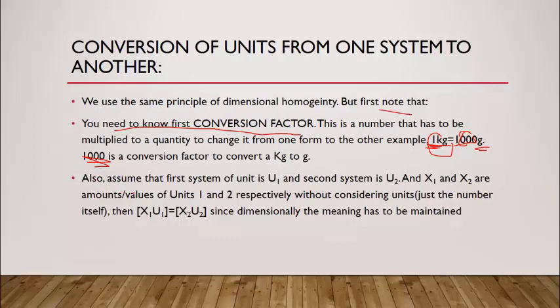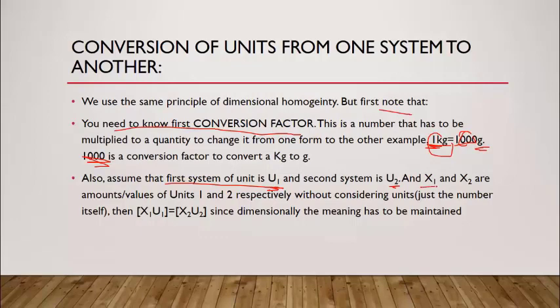Also, the second thing that you should note before we proceed: you have to assume that you are converting one system to the other. Assume that the first system of units is U1. For example, in the old system, for length they were using foot or inch. Those are the first system, U1. The second system is U2, which is what we use nowadays for length: kilometers and meters.